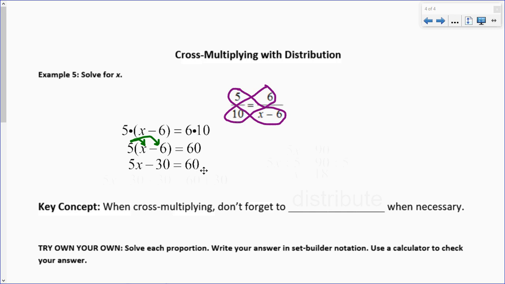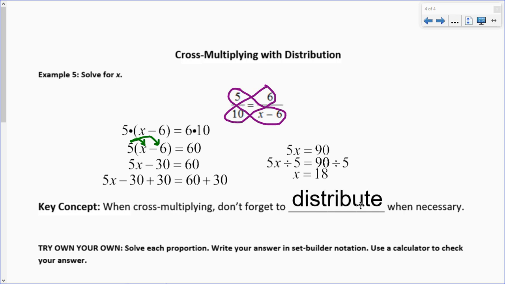Now it's just a two-step equation. I can go ahead and solve that. So I'm going to add 30 to both sides. I get 5x equals 90. Divide both sides by 5 to get x by itself. We get x equals 18. Okay? So just remember when you're cross multiplying, don't forget that you have to distribute when it's necessary. So you will have to distribute when it's a group like that.